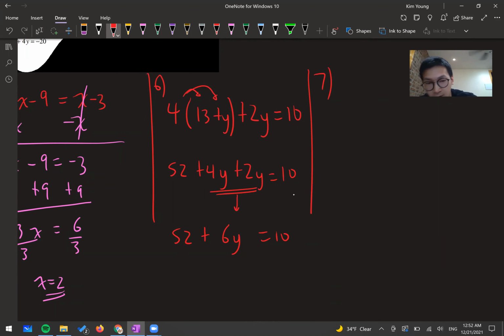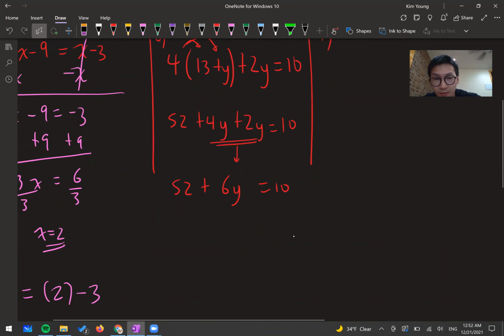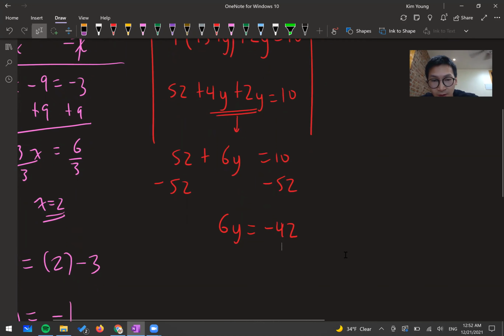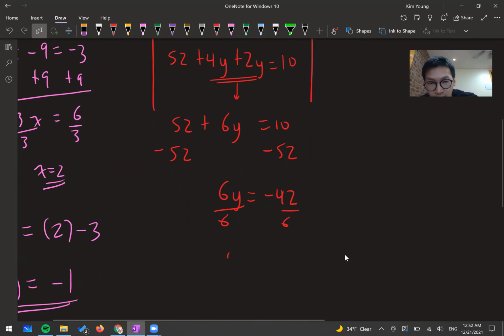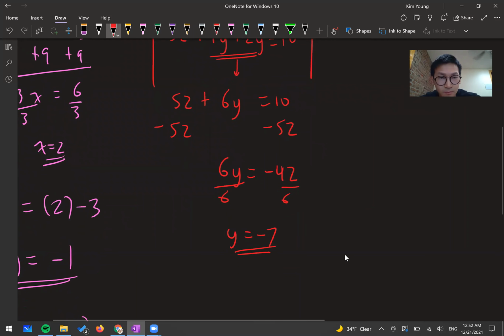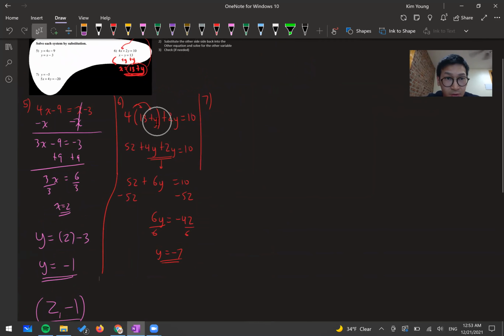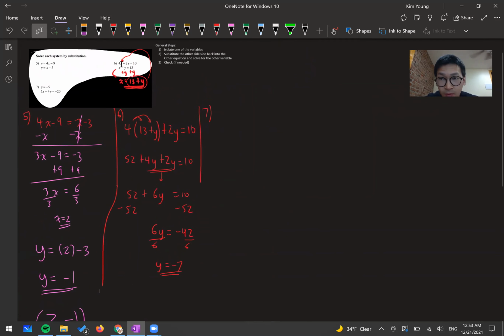52 is equal to 10. And then subtract 52 from both sides. You get 6y is equal to negative 42. And finally, divide by 6, and you get y is equal to negative 7. Cool. Okay, you're not done. You're going to plug this back into one of the equations, one of the original equations.